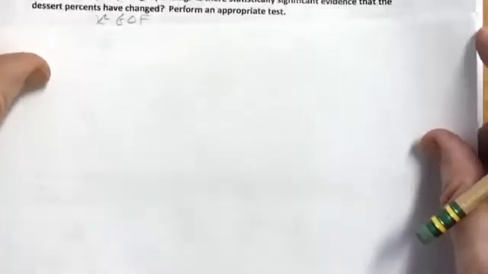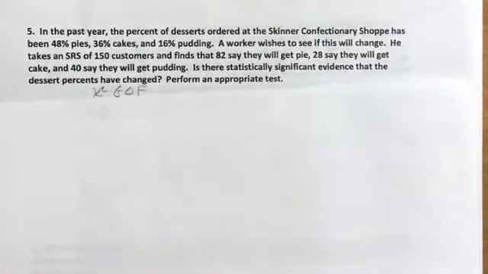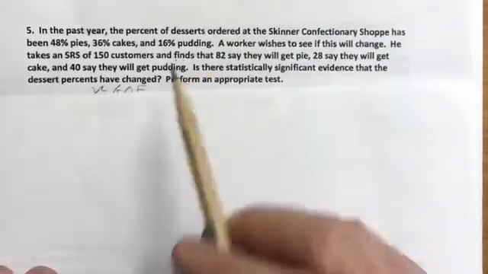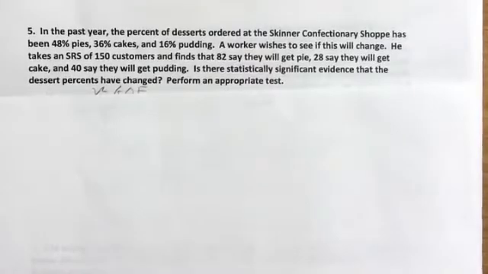Okay, so let's look at this one. So here's a chi-squared one. Okay, chi-squared one. So let's look at this. How do we know it's chi-squared? Because we got categorical variables. Okay, and there's 3 options, not 2. It's not just one proportion.